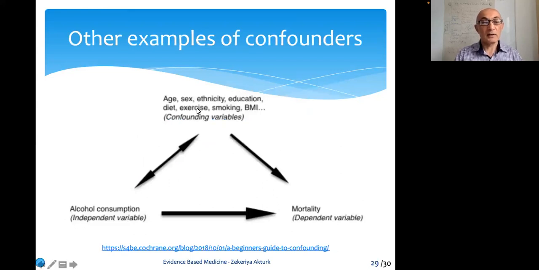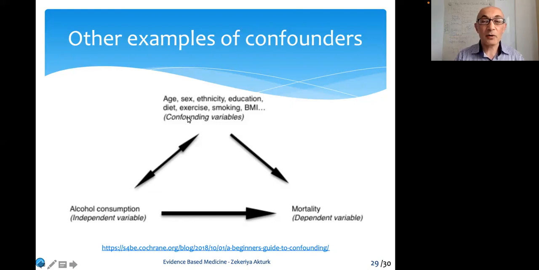Let us see another example to make it more clear to understand. Here, my independent variable or risk factor is alcohol consumption, and I want to see whether alcohol consumption is associated with mortality. So this is my dependent variable or the outcome variable, the mortality. And the risk factor is alcohol consumption.